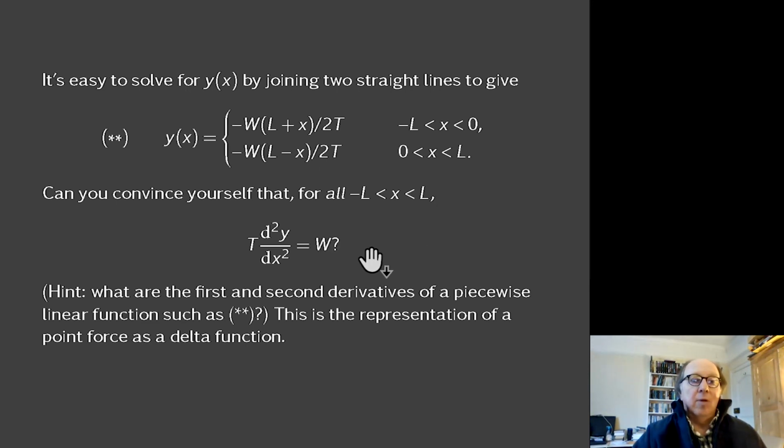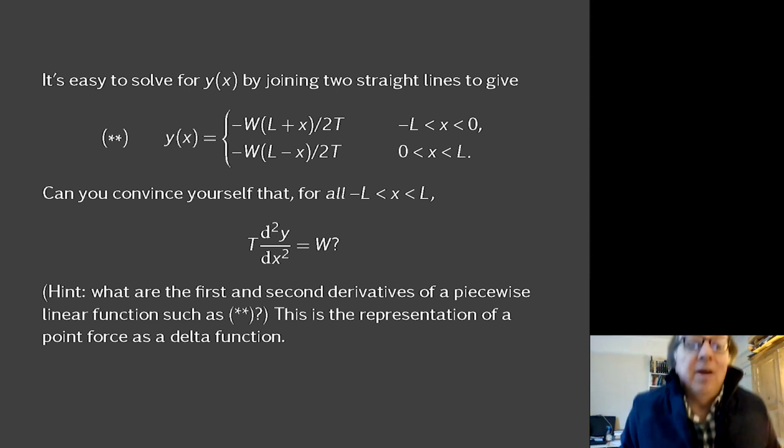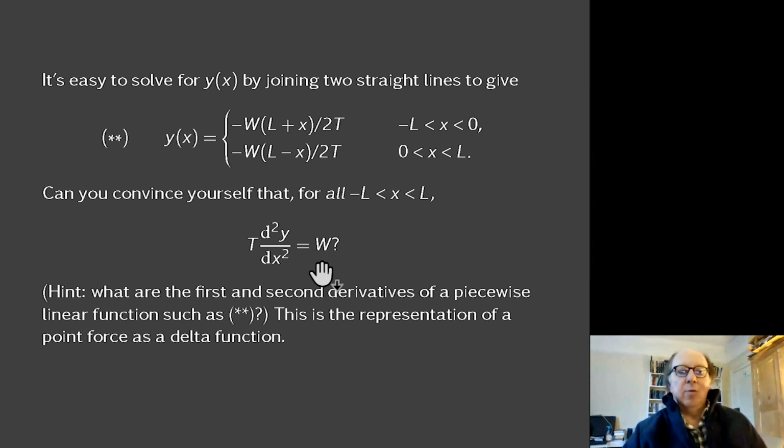And then, well, I want you to go away and think about this. Can you convince yourself that T d2y by dx squared is equal to, now this is a mistake in the slides, it should say W delta of x. So there's a missing delta of x there, apologies for that. And put together the hints that we had before. What are the first and second derivatives of a piecewise linear function? Well, the first derivative is a step function, the second is a delta function. Go away and just work out the details. Quite an interesting little calculation.